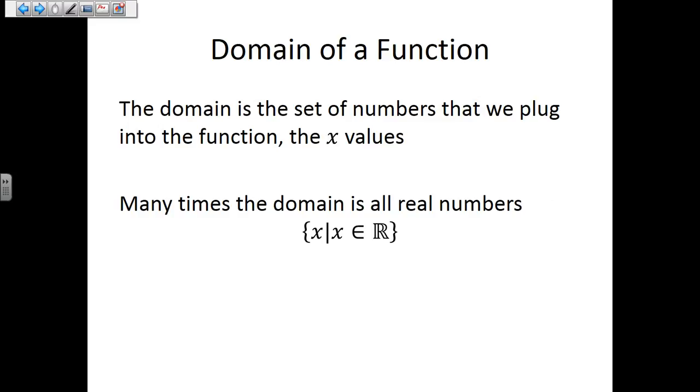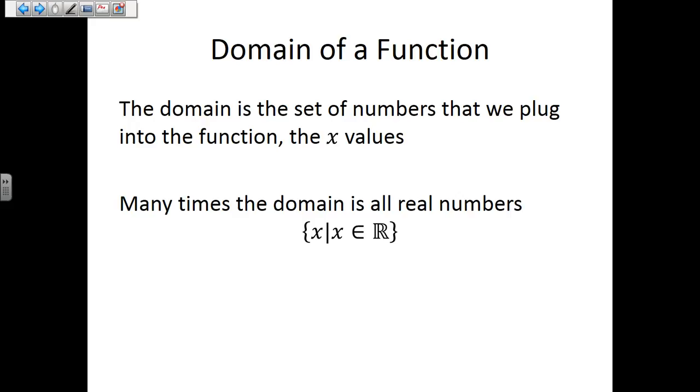All right, let's talk about the domain of the function. The domain is the set of numbers that is going into the function. That is, it's typically our x values. It's the letter that's inside the parentheses in function notation, so it doesn't have to be an x. We could have f of v, we could have f of r, just kind of depends on what we want that variable to be for.